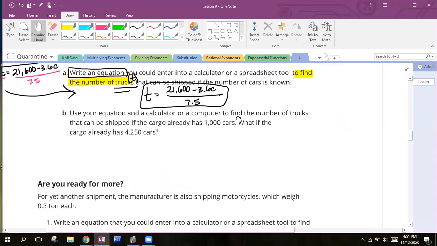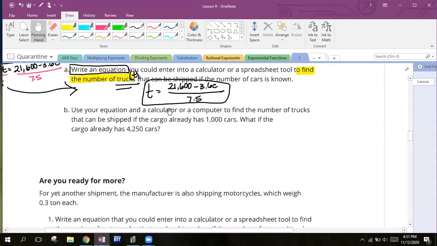All right, so in B, it wants us to use that equation and a calculator or computer to find the number of trucks that can be shipped if it already has 1,000 cars, and then again if it has 4,250 cars. So we're going to call this part A and this part B. Take your little paper and section it off: part A, part B.